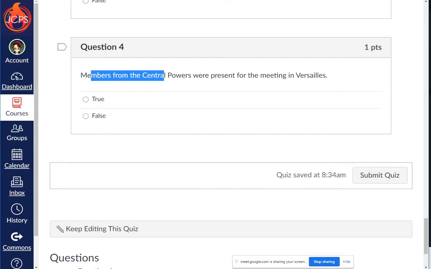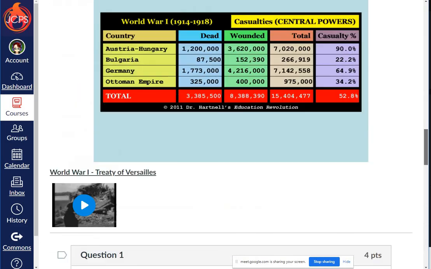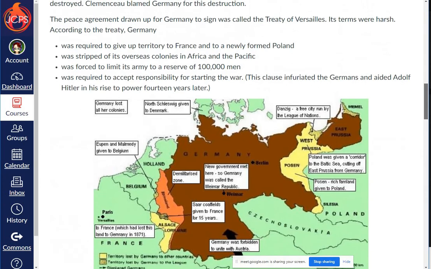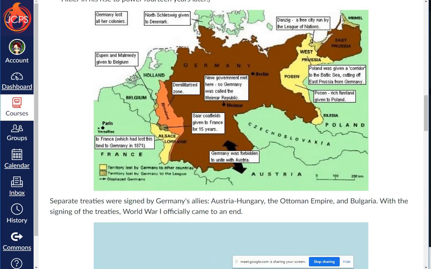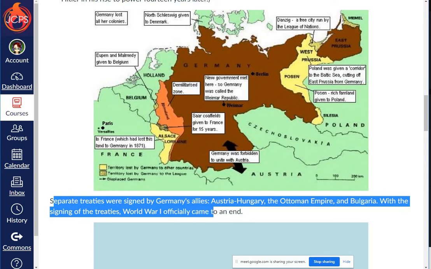All right. Members from the Central Powers were present for the meeting in Versailles. Separate treaties were signed by Germany's allies, Austria-Hungary, the Ottoman Empire, and Bulgaria. With the signing of the treaties, World War I officially came to an end. So here are some of the other terms. Germany lost all her colonies. So the answer is false to number 4.